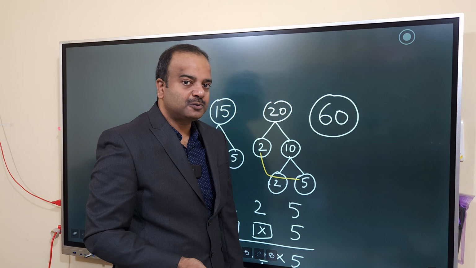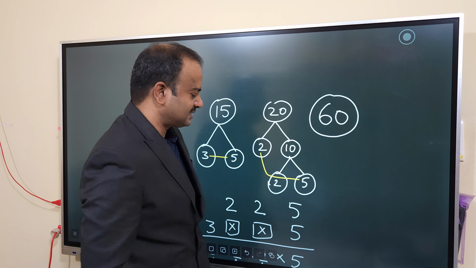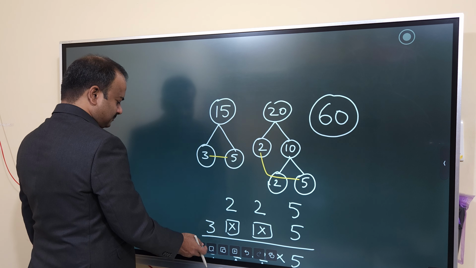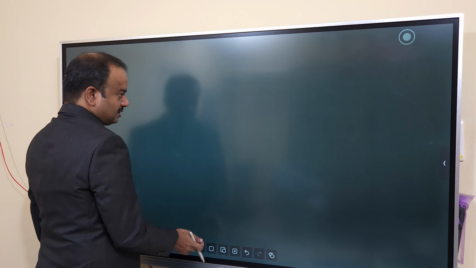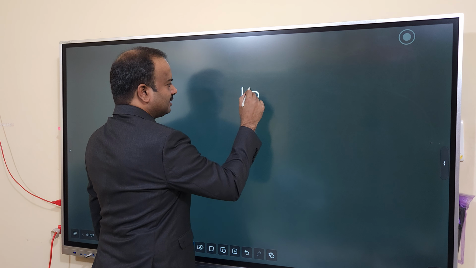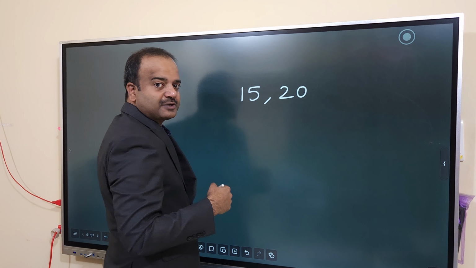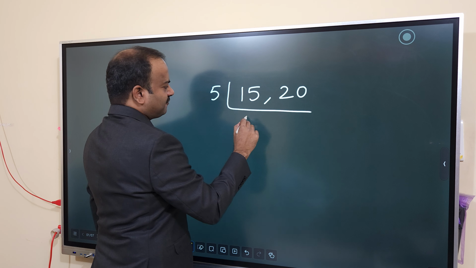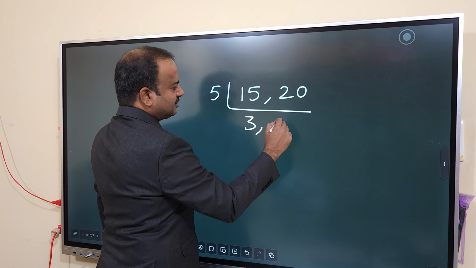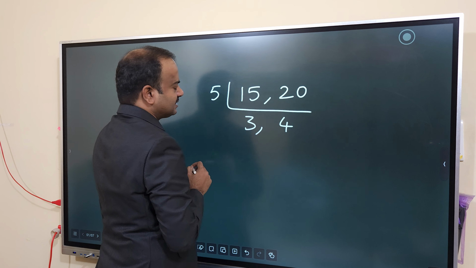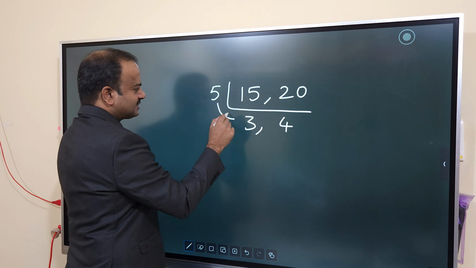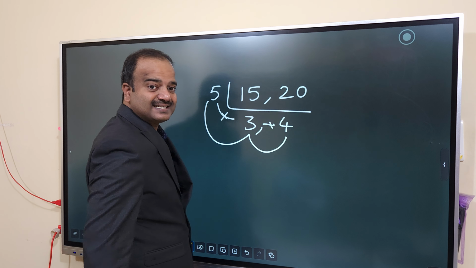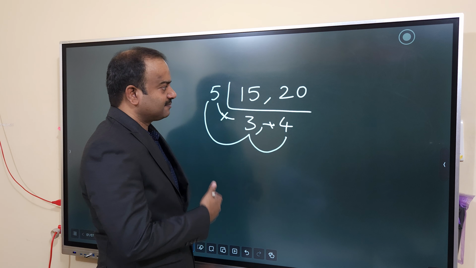Now I'll tell you one more way to do the LCM of 15 and 20. Let's see if you understand or not. I'll write 15 here and 20 here, and let's try to find LCM in another way. Now I'll write 5 here: 5 3s are 15 and 5 4s are 20. That's it. Now all I can do is multiply this and this. 5 3s are 15, 15 4s are 60. That's how you can find LCM, very simple.